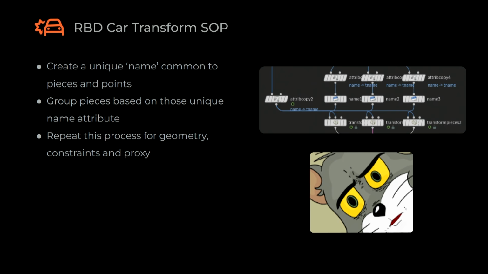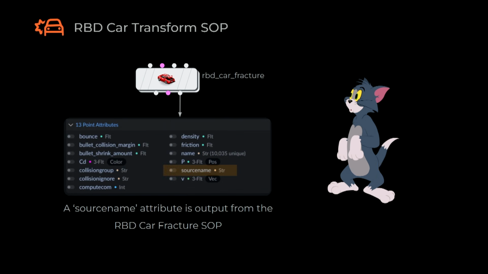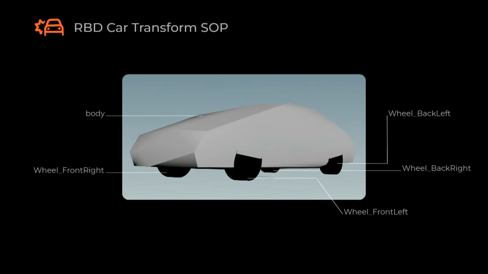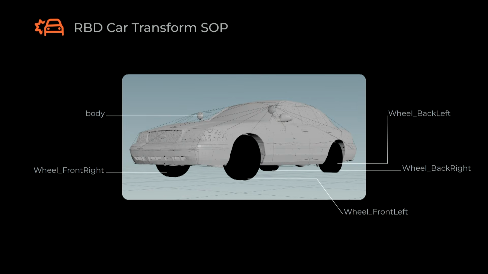And the alternative is that if you look closely, the car fracture sub gives a source name attribute this time on the proxy geometry. So what is the source name attribute? Basically, your input proxy is going to look like this. This is what you get out of the car rig, and this is what you're going to plug into the fracture sub. You have one convex hull called the body. You have 4 different wheels with unique names. And when you fracture the car, the source name retains this particular naming convention.